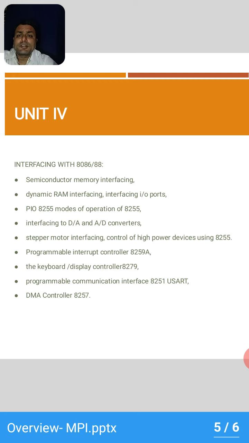In the fourth unit, we will discuss the concept of memory interfacing, RAM interfacing, interfacing input and output ports, interfacing A to D converters and D to A converters with the 8086 microprocessor, how to interface a stepper motor to 8086, how to connect the 8255 peripheral device to 8086, how to interface a programmable interrupt controller with the microprocessor 8086, how to connect a keyboard or display controller with 8086, the programmable communication interface connected to the 8086 processor, and finally the most important thing, the DMA controller with 8086.